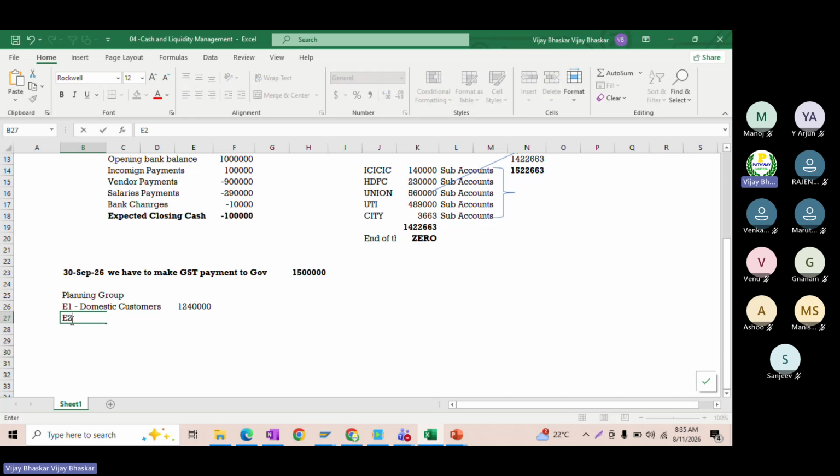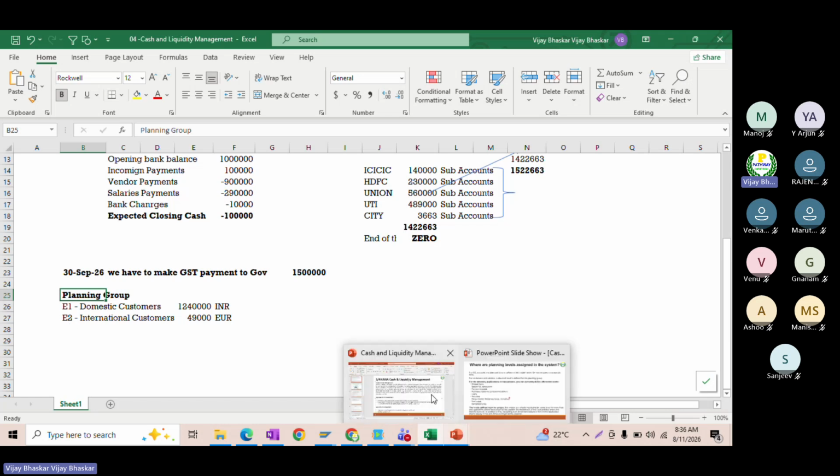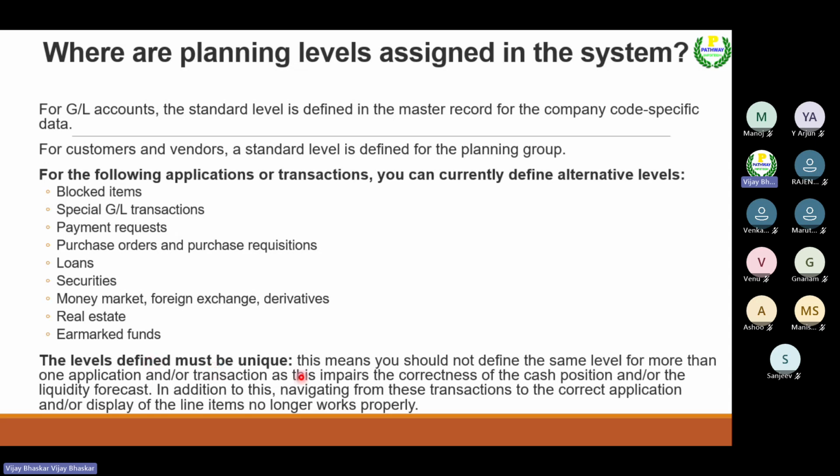Now, E2. Let us assume E2 is for international customers. Yes, we can use only this planning group for, let us assume INR, let us assume here it is EUR. So now what will happen here? The planning group which is defined for your customers, you should not use the point here which is describing, right? This point which is talking about the levels defined must be unique. This means you should not define the same level for more than one application.